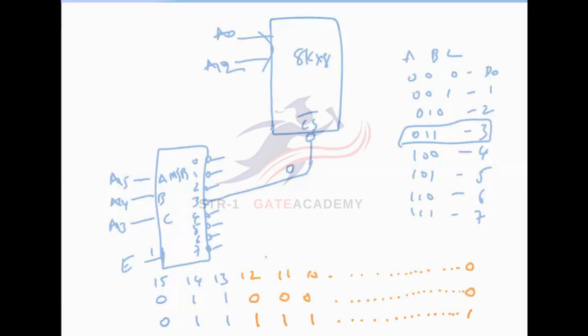4 bits are separated, right? So 4 bits are separated. 0 1 1 0. So your starting address is 0 1 1 0, that is 6000H, and ending address is 0 1 1 1, that is 7FFFH. Okay, these are the starting and ending address locations.